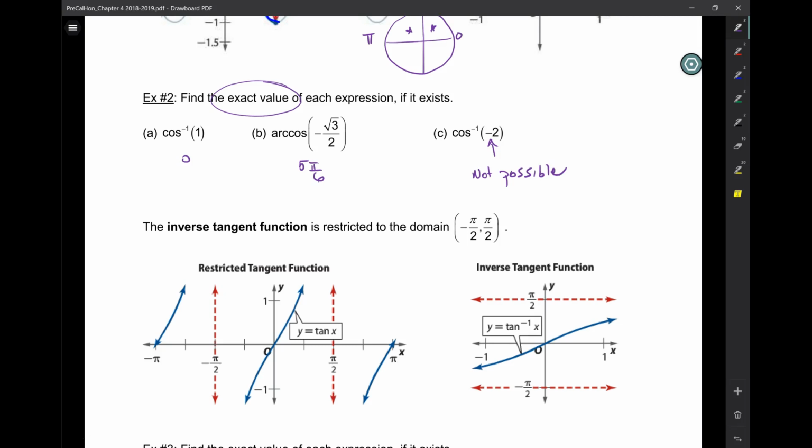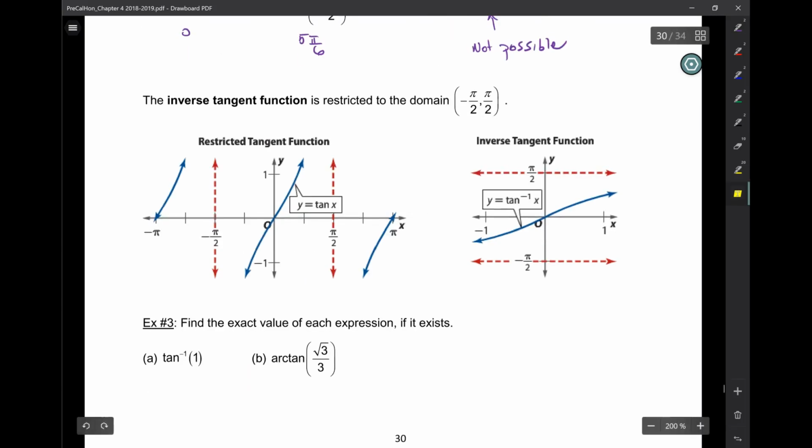Arc cosine and inverse cosine are synonyms. Okay. Inverse tangent. Again, we want one of these arms. So the best one to take, closest to the origin, is that one. And again, it goes from negative pi over 2 to pi over 2. But now, look at the range from negative pi over 2 to pi over 2. Can it have a value of negative pi over 2 or pi over 2? No, there is an asymptote there.